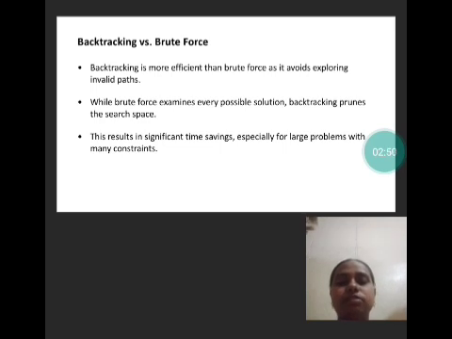Backtracking versus brute force. Backtracking is more efficient than brute force as it avoids exploring invalid paths, while brute force examines every possible solution. Backtracking prunes the search space. This results in significant time savings, especially in large problems with many constraints.